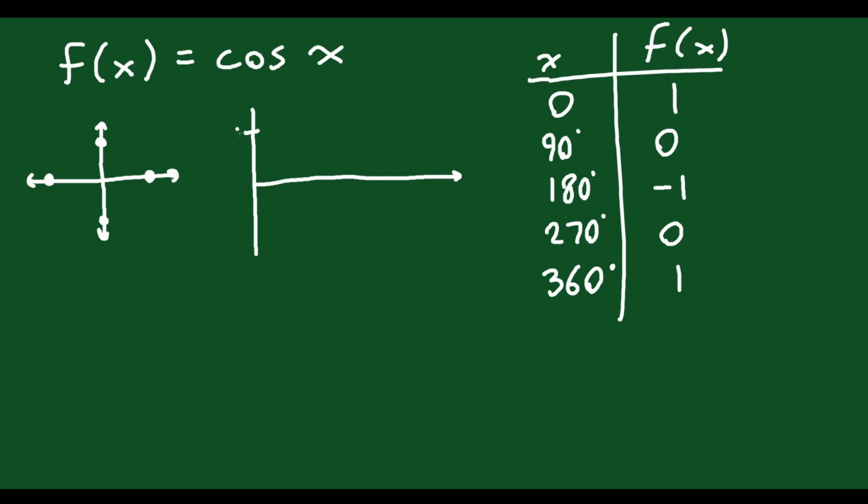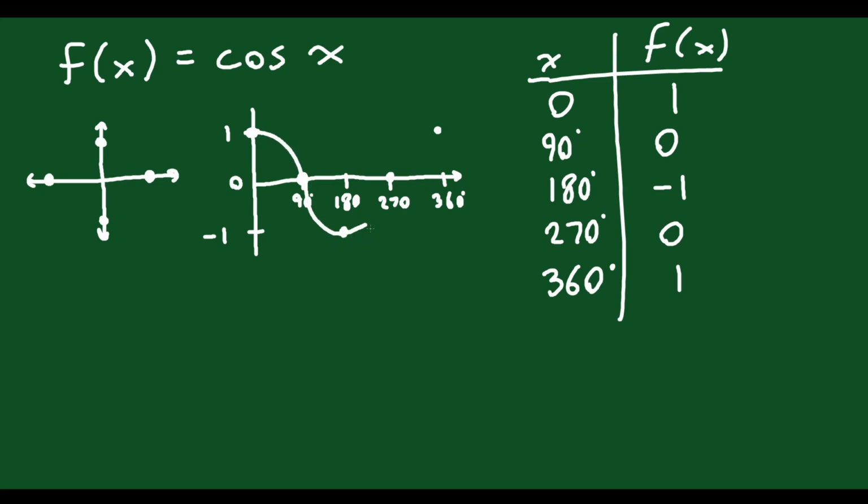You have a maximum value of 1, a minimum value of -1. At 0, you're up at 1, so you start at the top. At 90, you're at 0. At 180, you're at -1. At 270, you're back at 0. And at 360, you're up at 1. And then you can connect these dots together to make a nice curve.